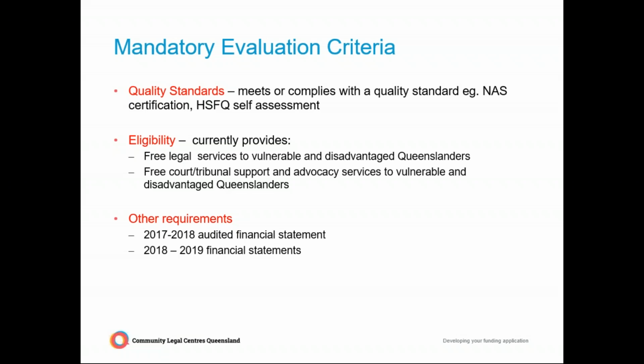You do need to be currently providing free legal services to vulnerable and disadvantaged Queenslanders, not just thinking about it, or providing free court or tribunal support and advocacy services to vulnerable and disadvantaged Queenslanders. A couple of other things you need to provide is your audited financial statement from 2017-2018 and a financial statement from 2018-2019. Some of you may already have an audited statement for that particular year. You can submit that, but given that we are still in AGM season, there might be some organisations that don't have an audited statement.